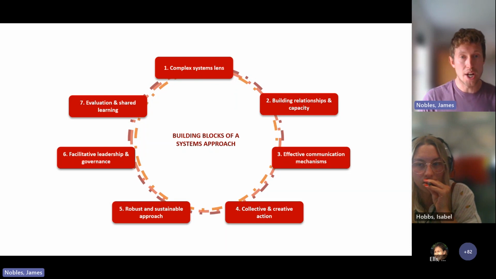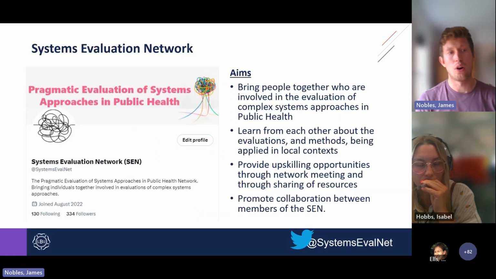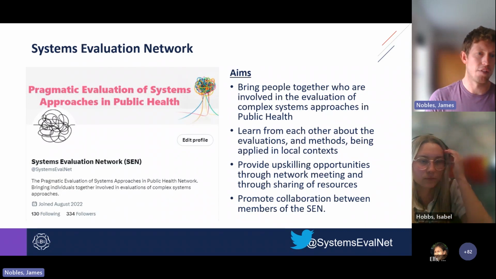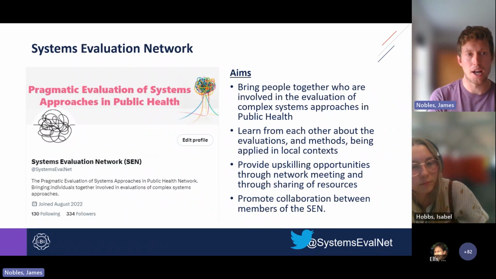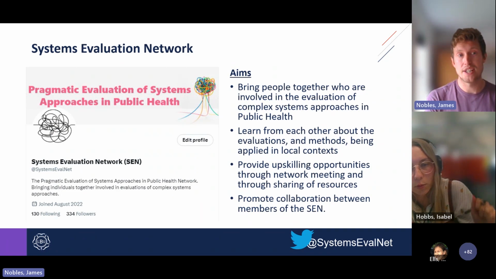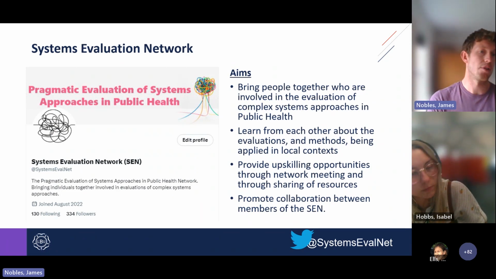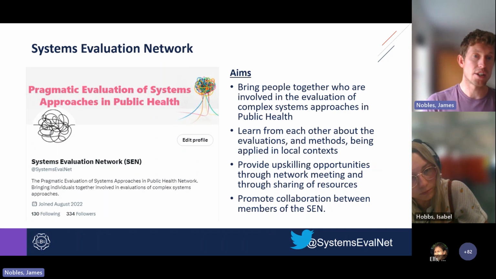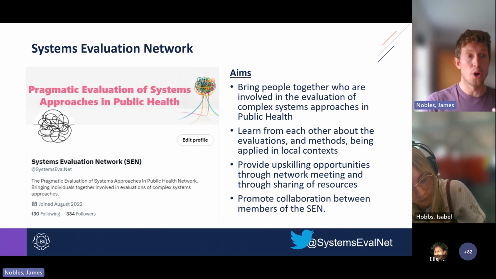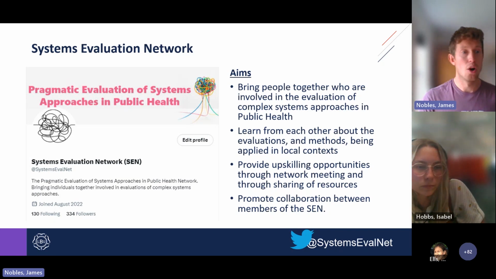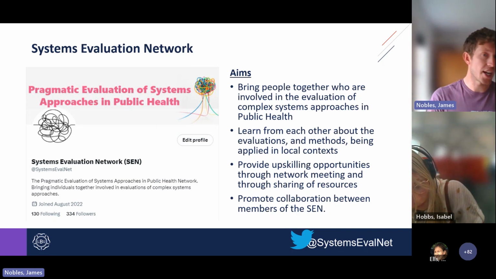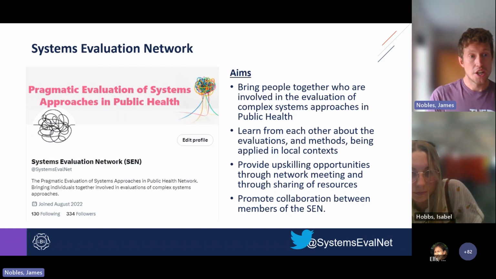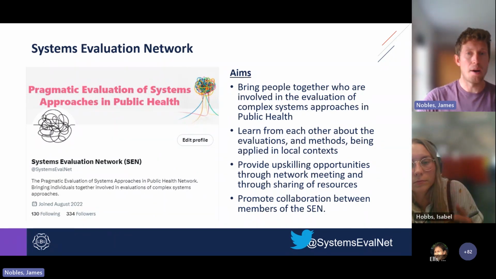Now, one of the things that we have pulled together is something called the Systems Evaluation Network. Myself, alongside Alex Potts, also from Leeds Beckett University, established this Systems Evaluation Network a couple of years ago now. The idea of this network is to bring people together who are involved in the evaluation of these complex systems approaches in public health, in order to learn from each other about what we're doing, what methods are being applied, and the context in which we're undertaking these evaluations, so that we can speed up the generation of evidence within this sphere.